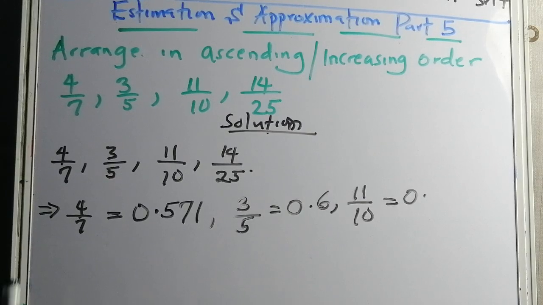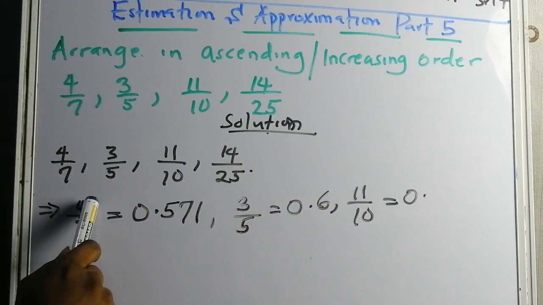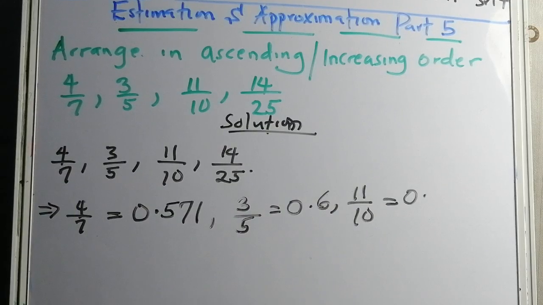That's what we're doing. 4 cannot go in 7. It's not possible. That's why you see 0 point here. Add 0 to the numerator, which is 40. 7 in 40, that will give us what? 5. 7 times 5 is what? 35. So it will remain 5.